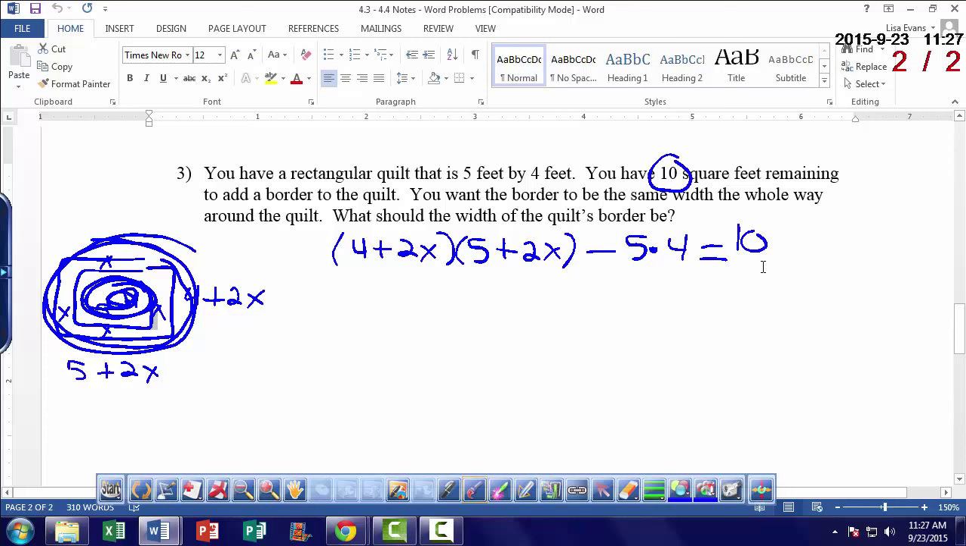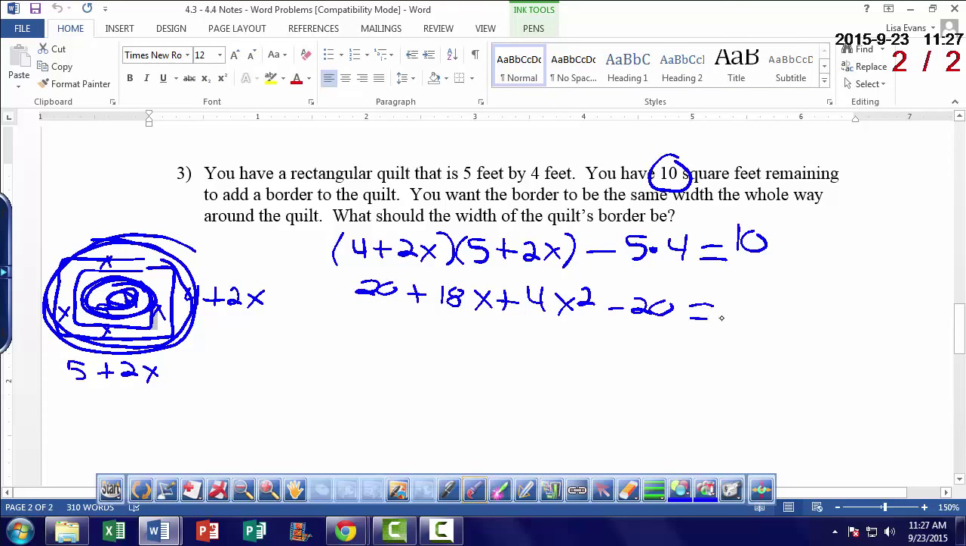So this is our equation. There's a little bit more math to do, but then we can go ahead and do the same thing, get it equal to 0, and factor to solve for x. So I'm going to go ahead and FOIL this out. When I FOIL this out, I get 18x plus 4x squared. When I multiply 5 times 4, I get 20, so it's minus 20 equals 10.